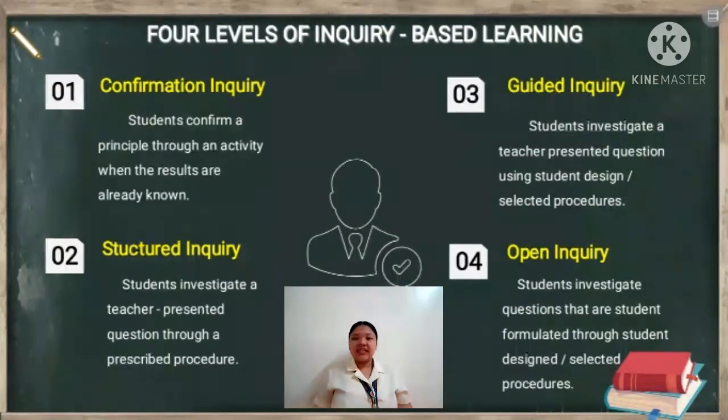And the third level is the guided inquiry, where students investigate a teacher-presented question using a student-designed or selected procedure. It means that learners are only given a question and it's up to them what method or way of investigation they will do to gather information.